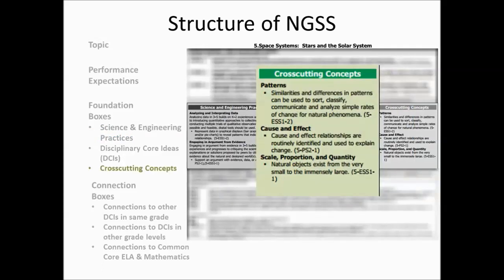On the right-hand side are the cross-cutting concepts. These are the overarching themes that prevail throughout science. And in this case, you can see patterns, cause and effect, scale, proportion, and quantity are all things that run through all areas and branches of science.